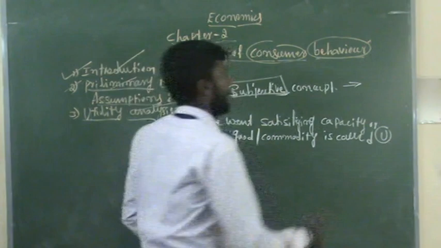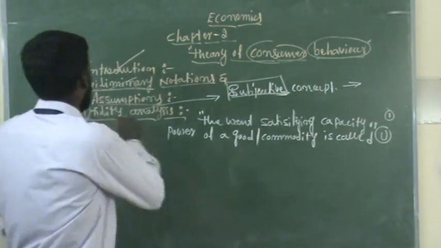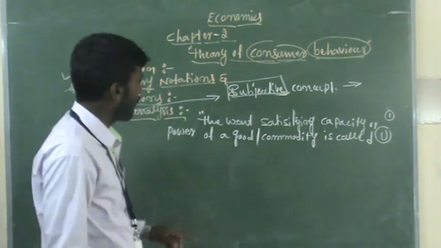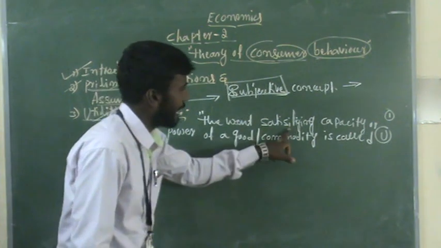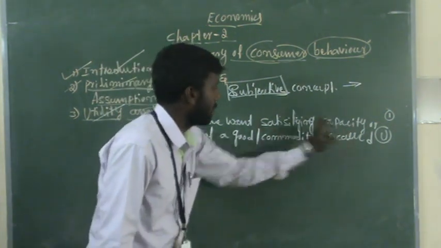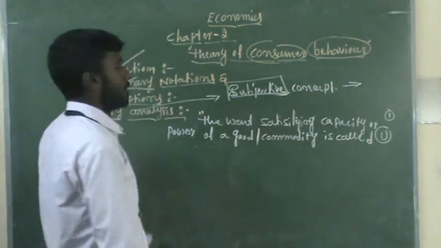See, the one marks question will arise from our examination point of view. What do you mean by utility? When asked, we have to write: the want satisfying capacity of a good. The want satisfying capacity or power of a good or commodity is called the utility.